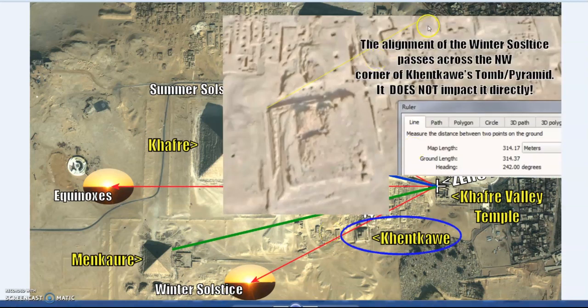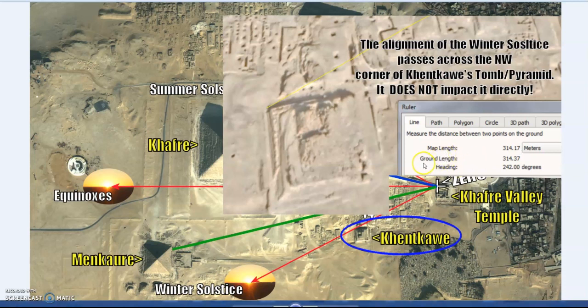So there we see a screenshot. I've gone at precisely 28 degrees south of true east, and at 28 degrees it just skirts the corner. It does not impact the pyramid, it touches the corner. And for the metrologists, people who are familiar with the Egyptian royal cubit, you might notice that this distance from there to the 0 point, the 0 marker, is 314.17 meters.